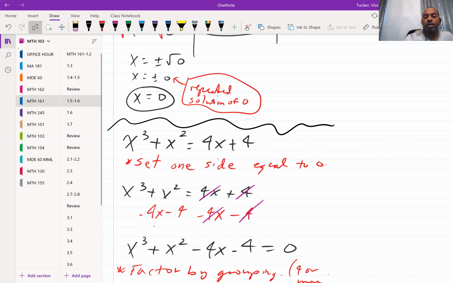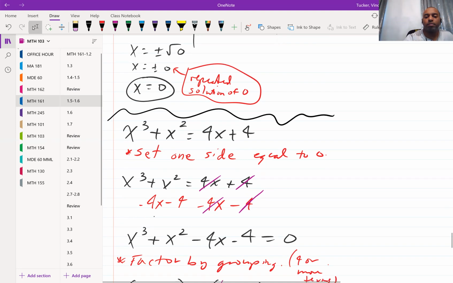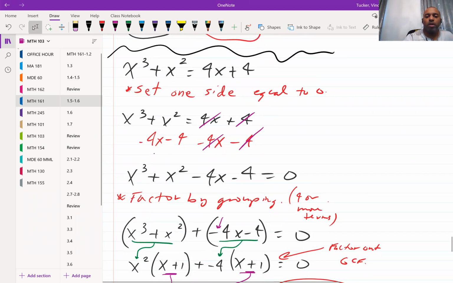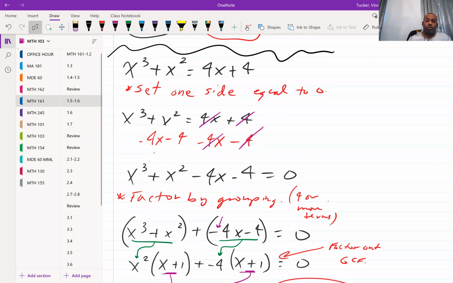All right, any problems? So now we can factor by grouping. You normally use factoring by grouping when you have 4 or more terms. So I group together the first two, x cubed plus x squared. And then the second two, notice that the minus sign in front of 4x is inside of your grouping. So it's negative 4x minus 4.